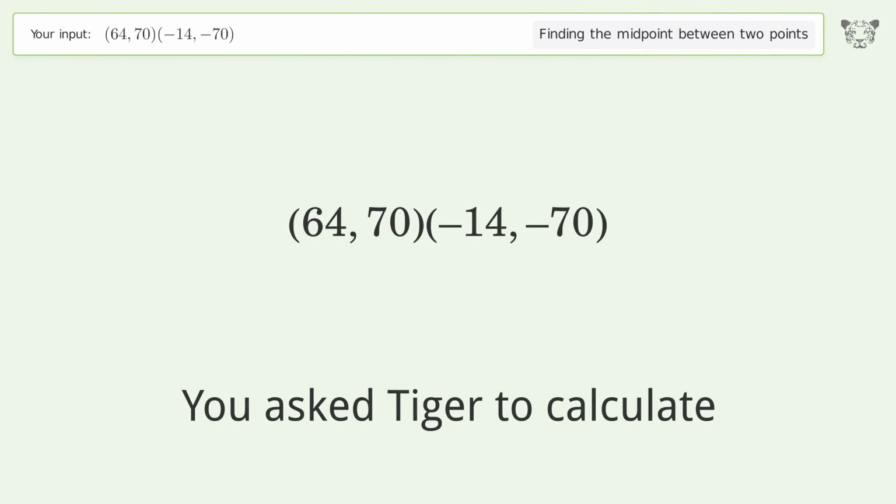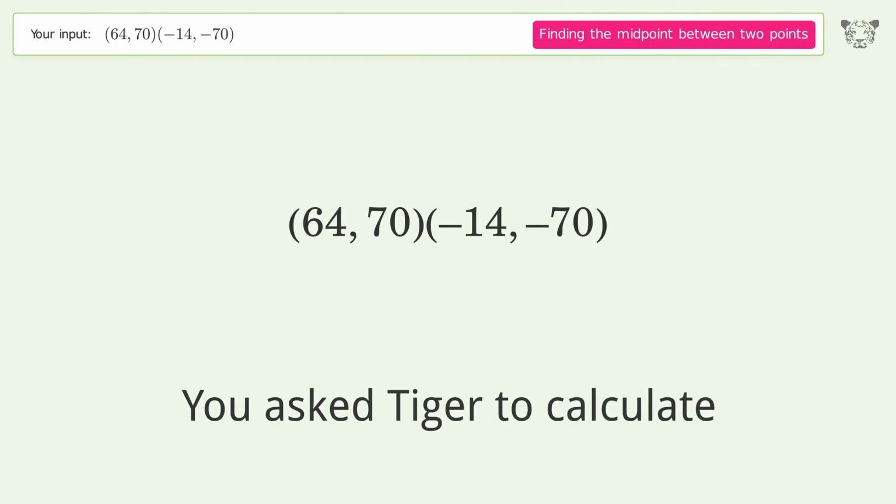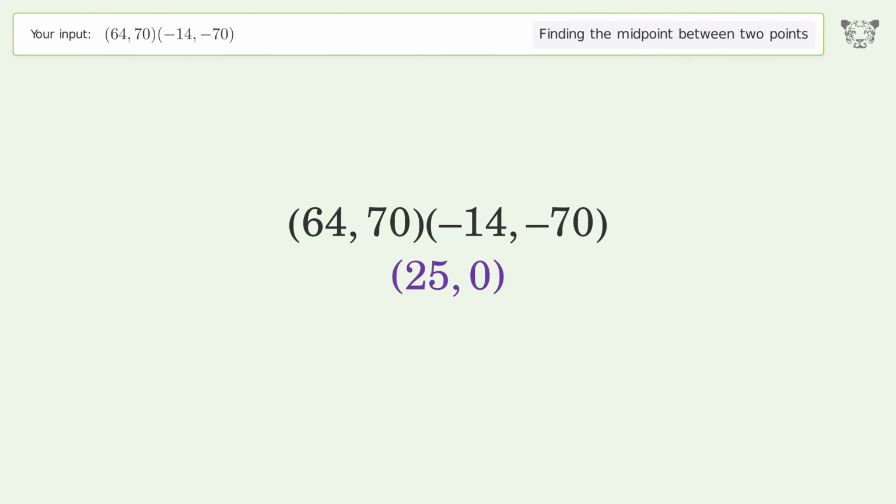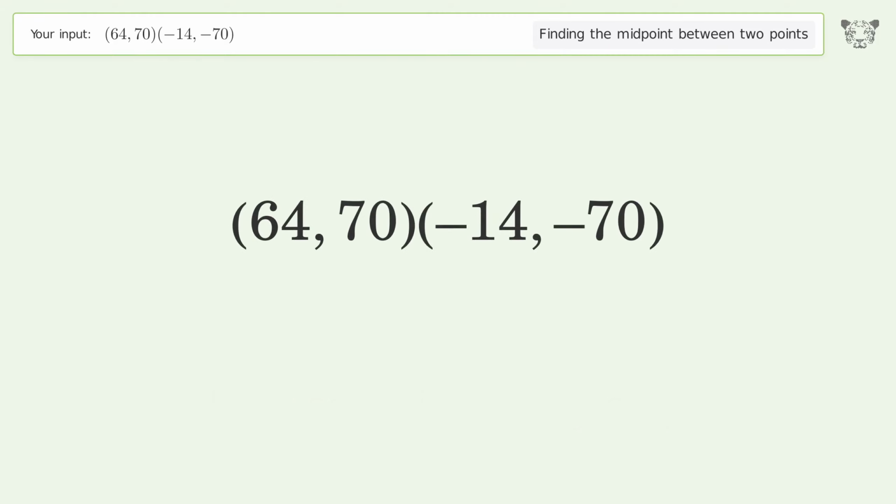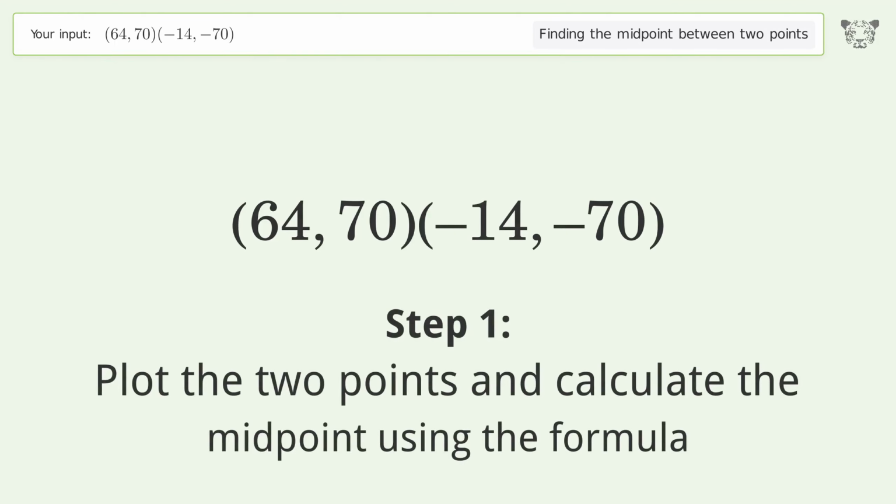You ask Tiger to calculate. This deals with finding the midpoint between 2 points. The midpoint between the 2 points is 25, 0. Let's solve it step by step. Plot the 2 points and calculate the midpoint using the formula.